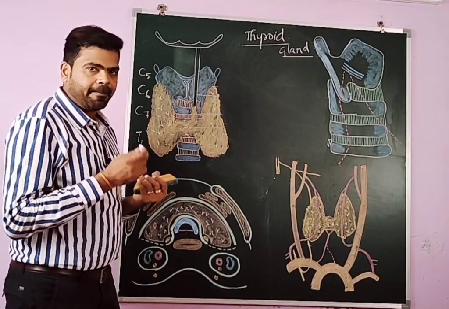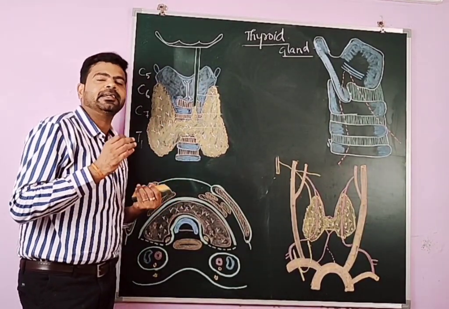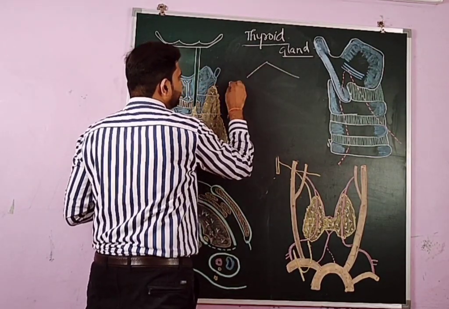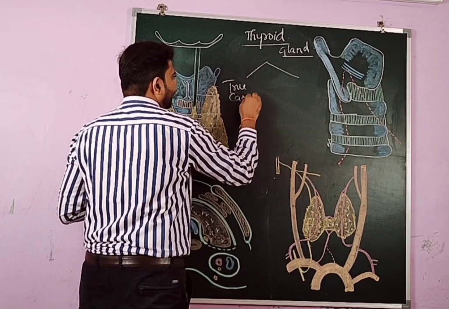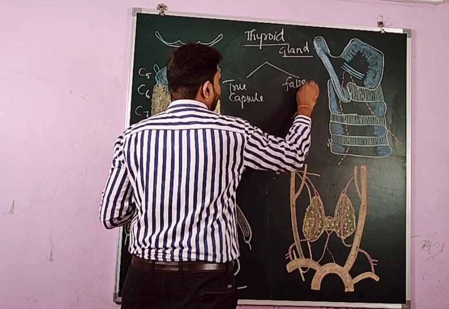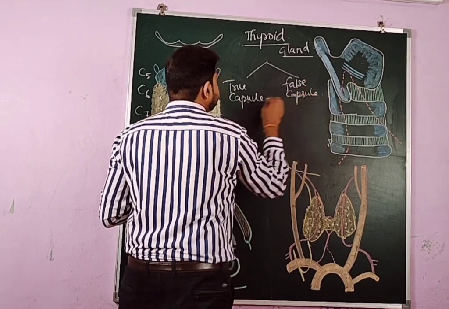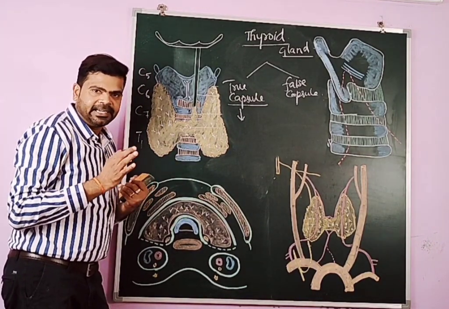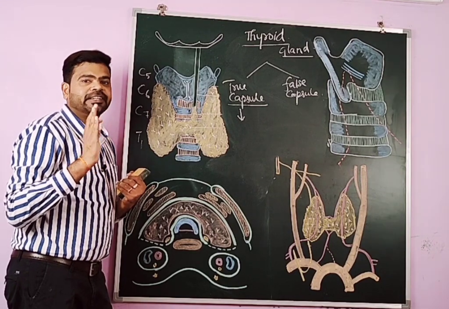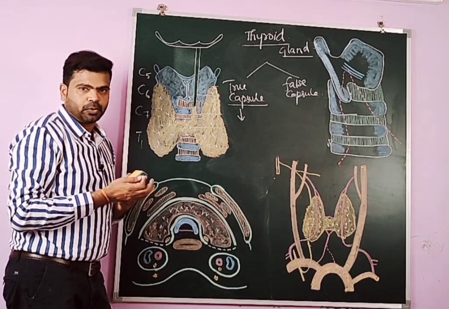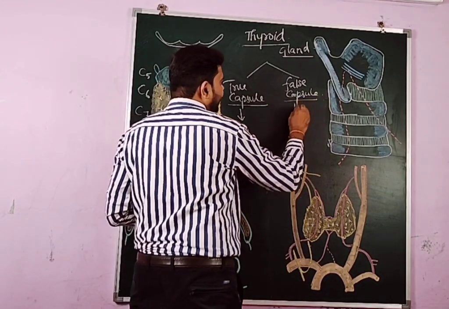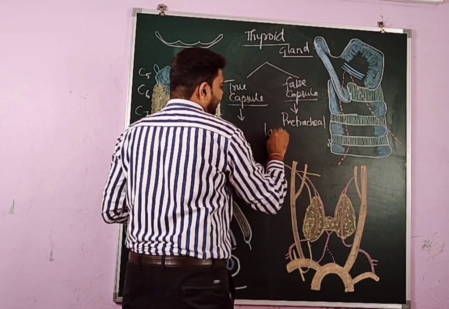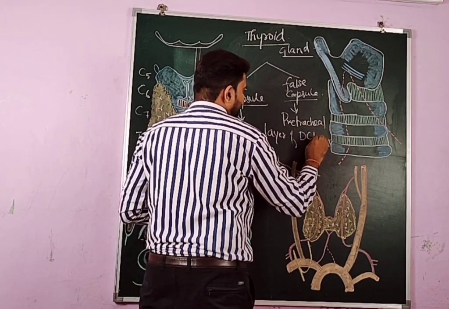Now let's see the capsule of the gland. If we talk about any gland, it is covered by a capsule. The thyroid gland is covered by a true capsule and a false capsule. The true capsule is derived from the condensation of the fibrous stroma of the gland itself. What about the false capsule? The false capsule is derived from the pretracheal layer of deep cervical fascia.